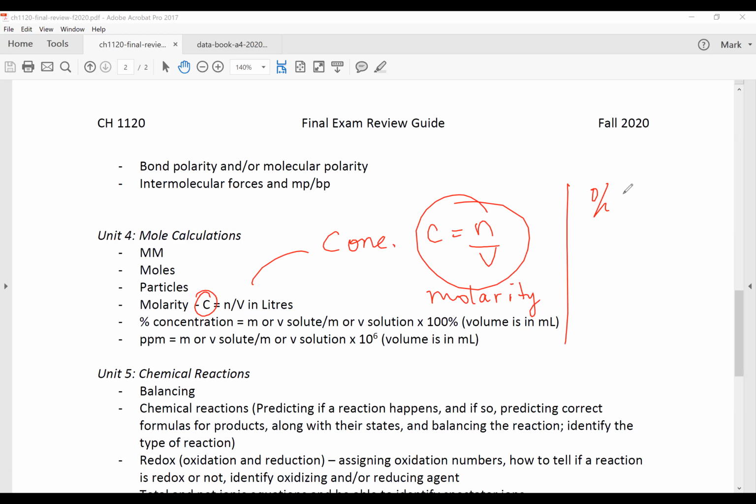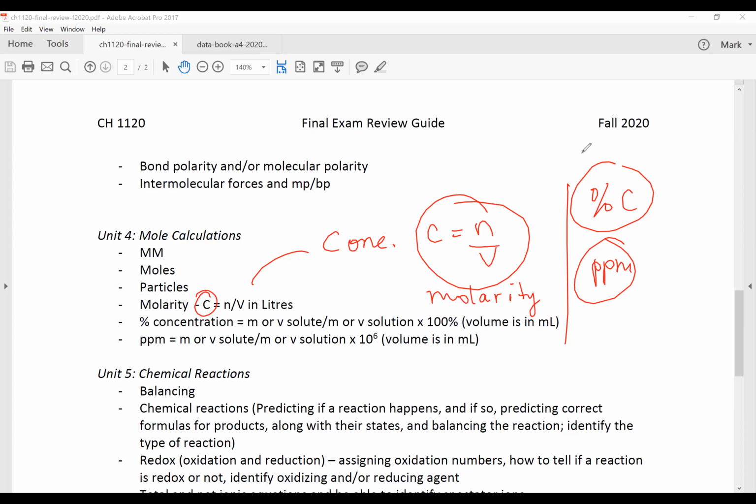However, there is also percent concentration, and there's also ppm, which we certainly use in chemistry, but you would use percent concentration or ppm more in real life, engineering, or the medical science schools. So if you're in medical science, you're definitely going to use ppm.